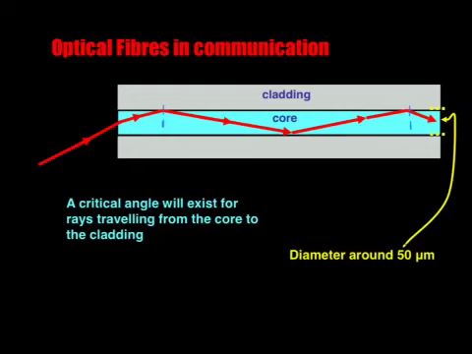You've all heard of optical fibers or fiber optics in IT communication. Here is a piece of optical fiber which is made up of two types of material, the core and the cladding. The core is optically denser.